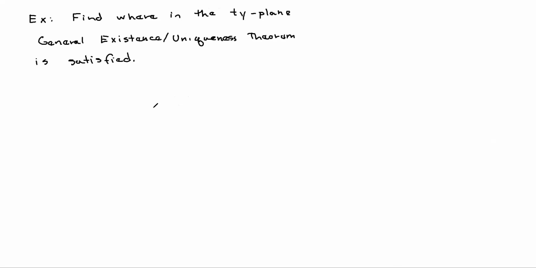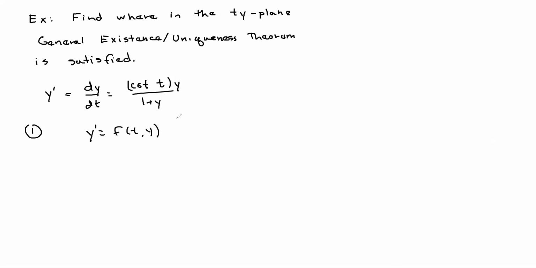Find where in the ty plane the general existence uniqueness theorem is satisfied, where the differential equation is dy dt equals cotangent of t divided by 1 plus y, times y. Okay, so step one, we want to compare this. The theorem says y prime equals f of t comma y. So if you compare these two, this is y prime, and so it tells us that this thing is f of t, y. So we need to identify what f of t, y is.